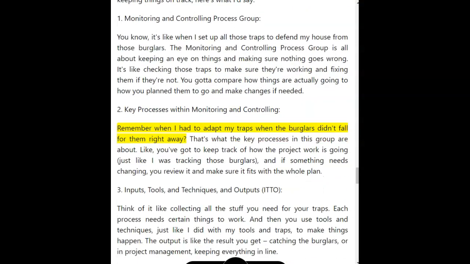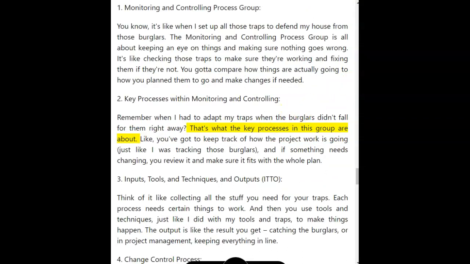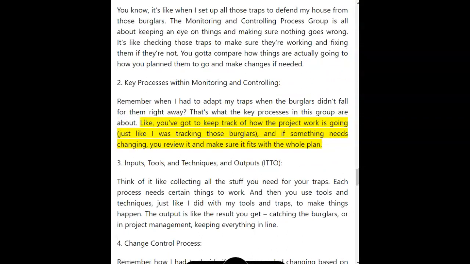2. Key processes within monitoring and controlling. Remember when I had to adapt my traps when the burglars didn't fall for them right away? That's what the key processes in this group are about. Like, you've got to keep track of how the project work is going, just like I was tracking those burglars, and if something needs changing, you review it and make sure it fits with the whole plan.